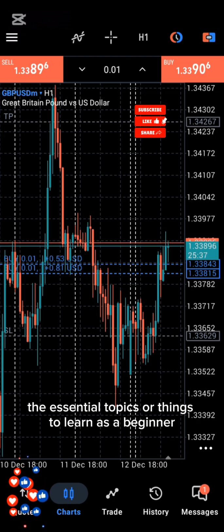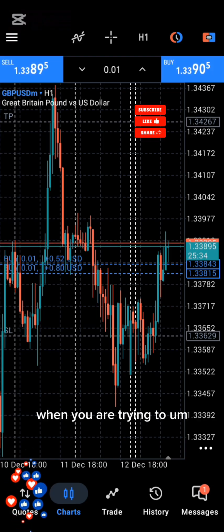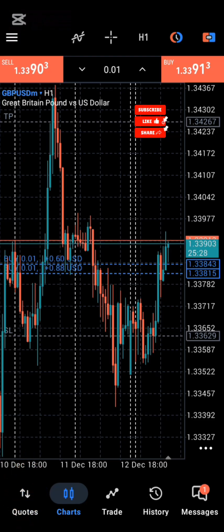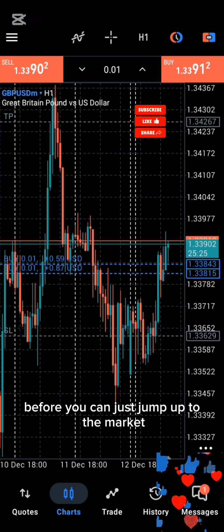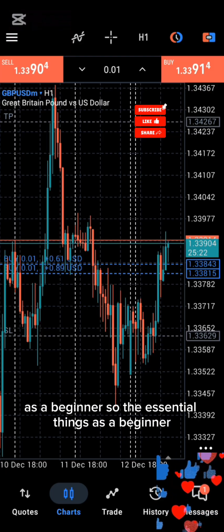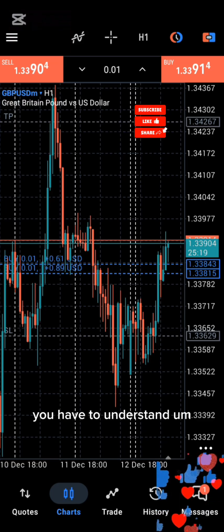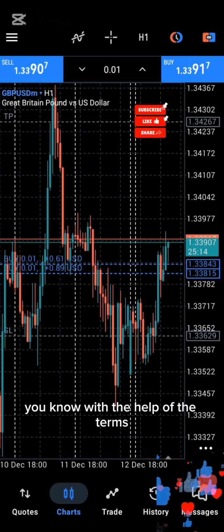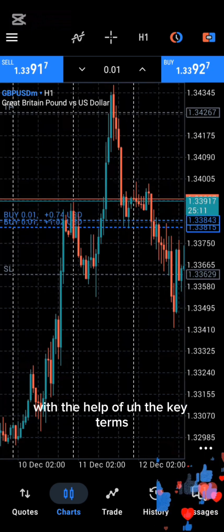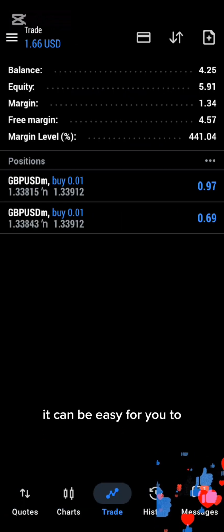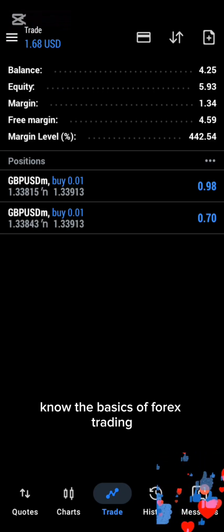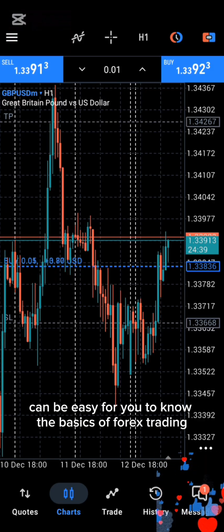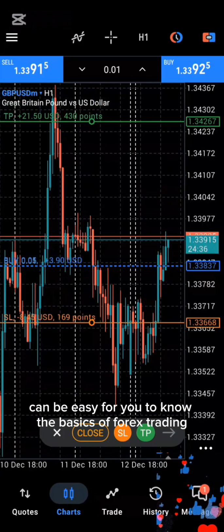The essential topics or things to learn as a beginner when you are trying to start trading forex: there are some basic things that you need to know before you can just jump into the market as a beginner. So the essential thing as a beginner is that you have to understand the basic forex terms or key terminology. With the help of the key terms, it can be easy for you to know the basics of forex trading.